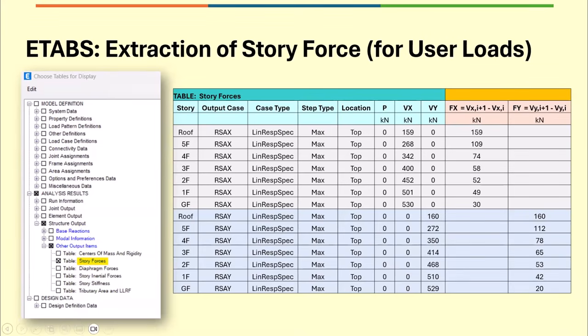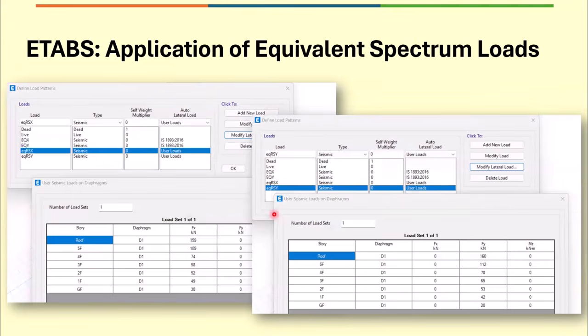One example is shown here in the table, where the forces reported are the cumulative values. So you need to extract per story level force. The difference of the consecutive stories will give you the force, and this force set can be easily applied as a user load, which is going to be a static load pattern. And that is also shown in these screenshots, one for X, one for Y.